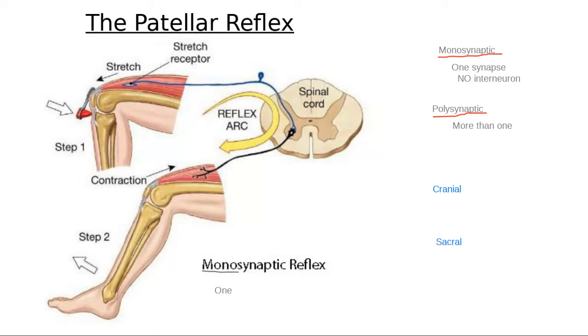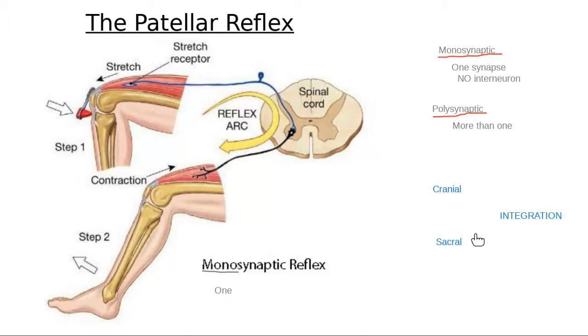Cranial or sacral is the terminology that I use to help me figure out where I do integration. That's where I process the synapse. Here's the good news. This aspect of a reflex is super, super easy.